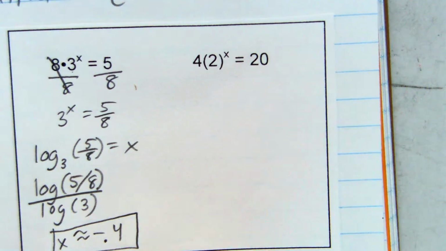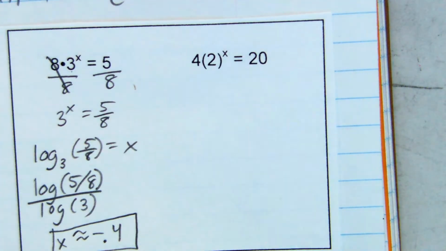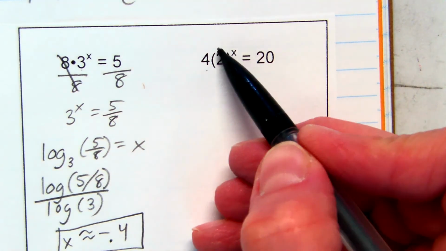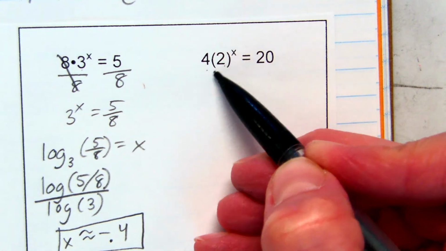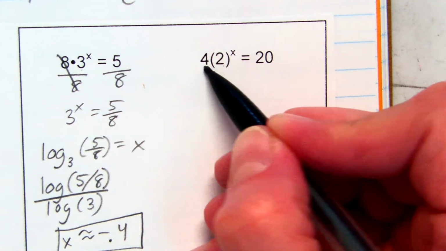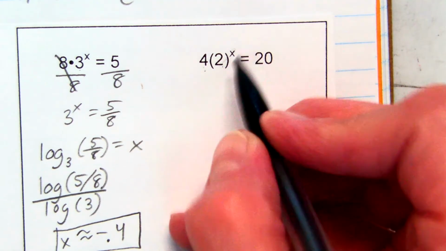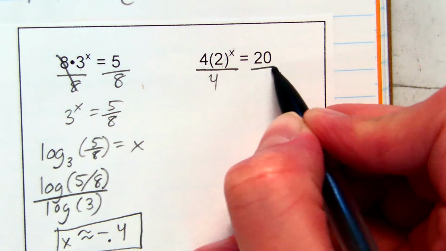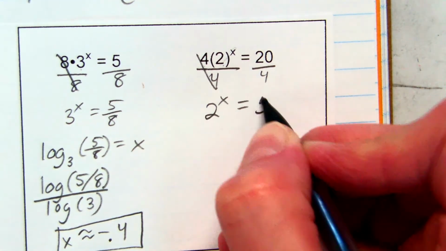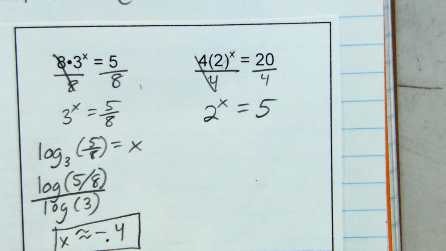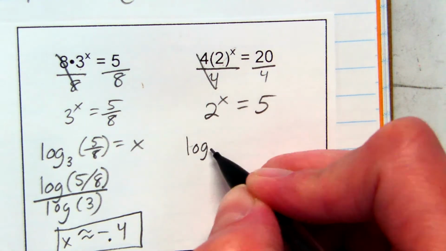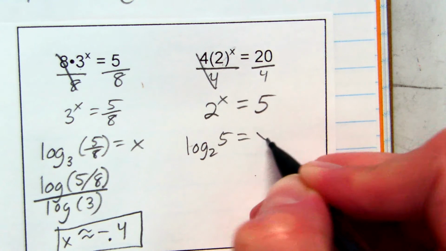I did say that. Alright, so the next problem is actually exactly the same process. I just wrote it with the base in parentheses just to show you that it's the same thing. There's a 4 out here, and this part's got the power. Just divide by 4 to get rid of that. And then you have 2 to the x equals 5. And then you can put that into log form. So log base 2 of 5 equals x.